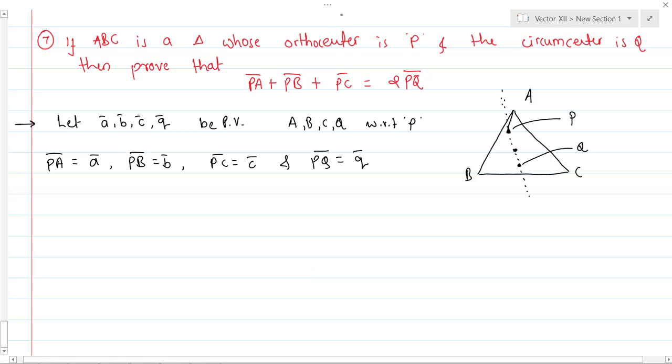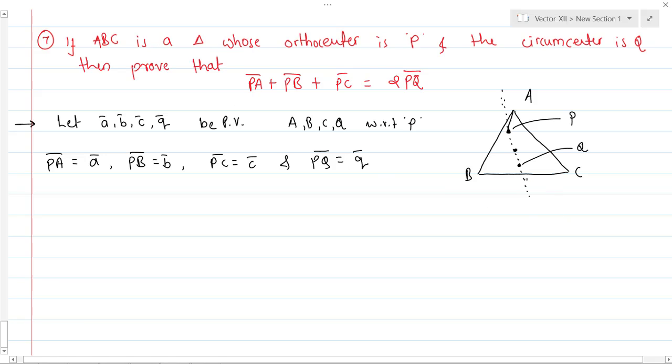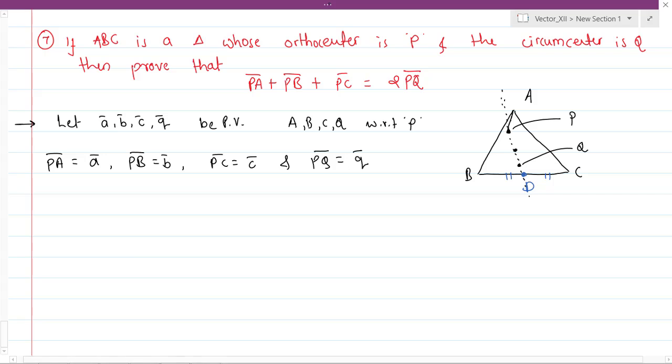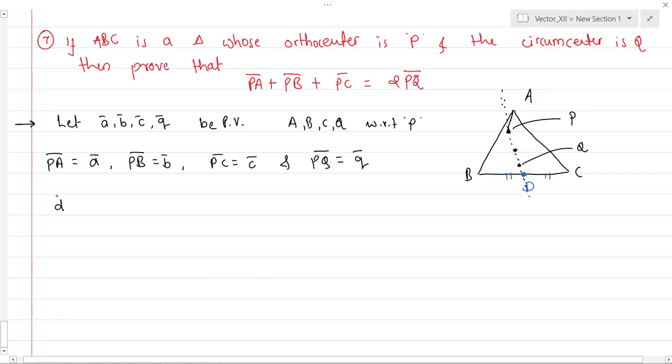Now let's have some small construction here which will be helpful for us to solve this question. Suppose this is a point D we have, and this point D is the midpoint of the segment BC, and you know that if it is the midpoint, then D bar is equals to B bar plus C bar by 2, which will give me 2D bar equals B bar plus C bar.